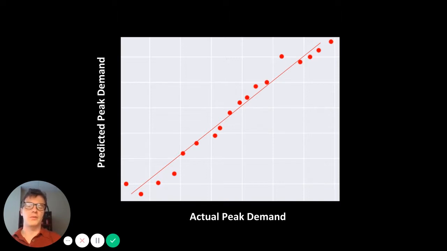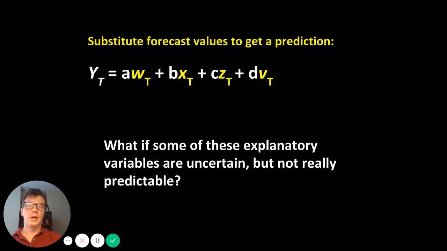And so we want some sort of model that compares favorably our prediction of peak electricity demand with actual demand, with the understanding that there's going to be some error associated with our predictions, especially with such a simplified model as this. And so once we have identified the best fit values of A, B, C, and D, that allows us to plug in any 4 values of WT, XT, ZT, and VT and get a good estimate of YT. We can then substitute in forecast values of WT, XT, ZT, and VT in order to get a forecast value of YT. Now, a question here is, what if some of these explanatory variables, WT, XT, ZT, or VT, are uncertain but not really predictable?